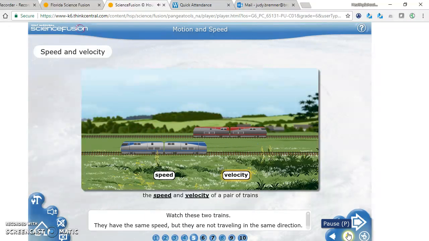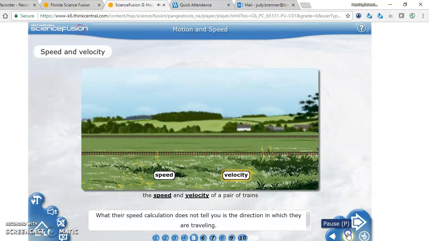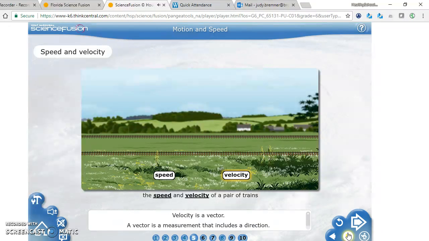These two trains have the same speed, but they are not traveling in the same direction. What their speed calculation does not tell you is the direction in which they are traveling. The scientific term velocity includes both speed and direction. Velocity is a vector. A vector is a measurement that includes a direction. For the velocities of the trains to be equal, the trains would have to be going the same speed and in the same direction.